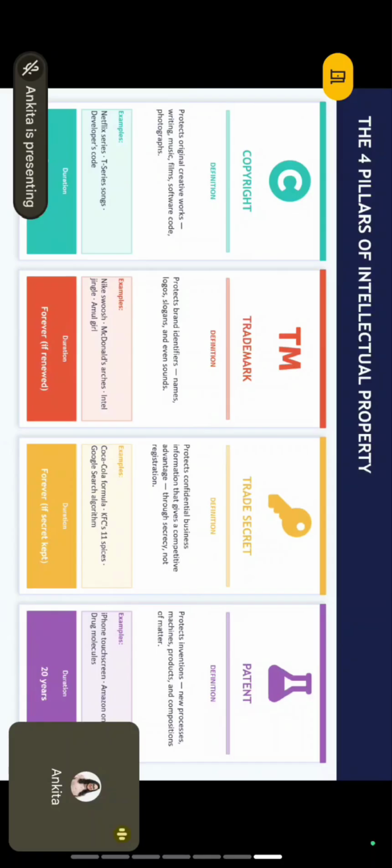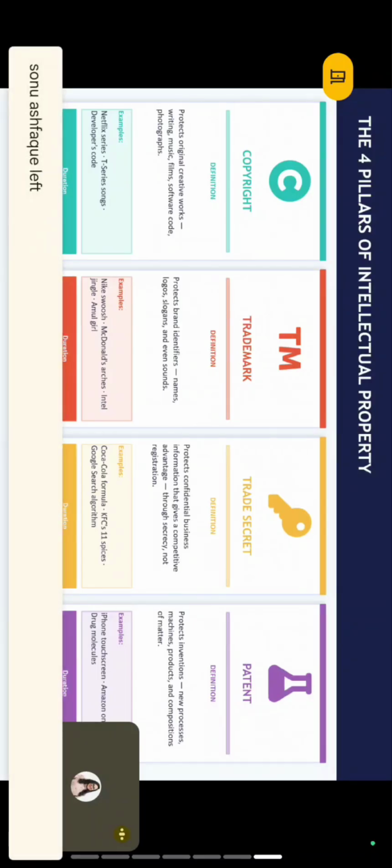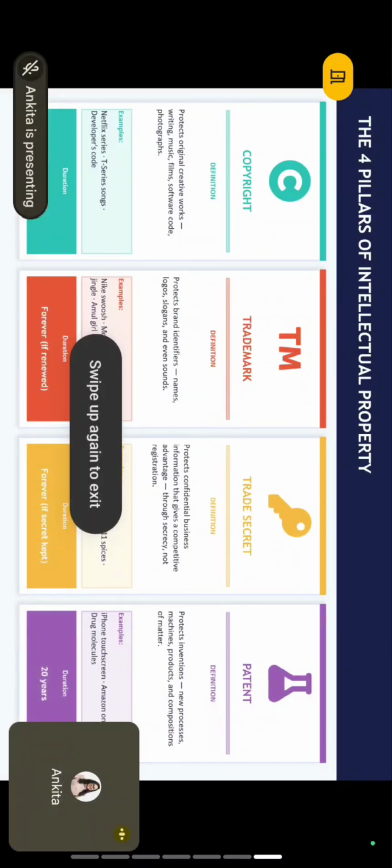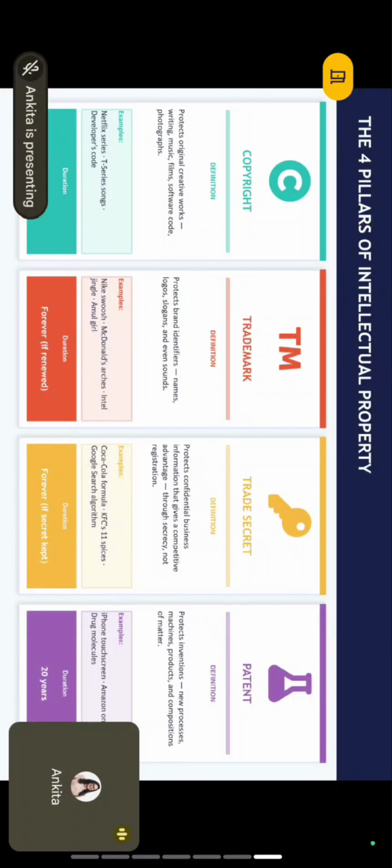The second pillar of intellectual property is trademark. So trademark protects the brand identity, the names, the logos, the slogans, and even the sounds. If I explain with examples like Nike shoes, McDonald's arches, Intel jingle, Amul girl, all these are trademarks. And its duration is forever, as long as you keep renewing it every 10 years, it will be there with you.